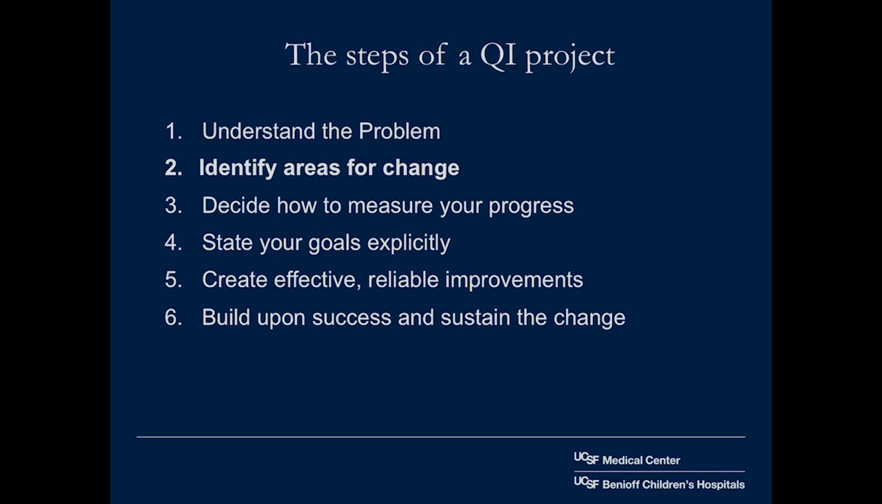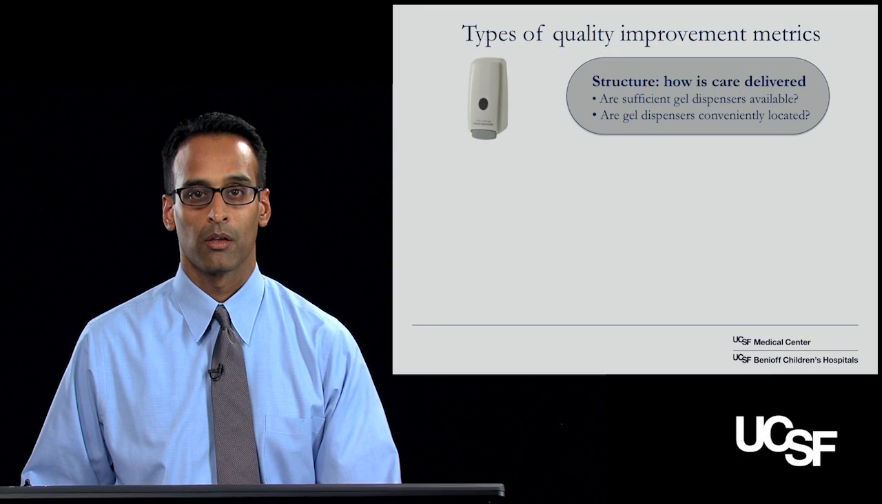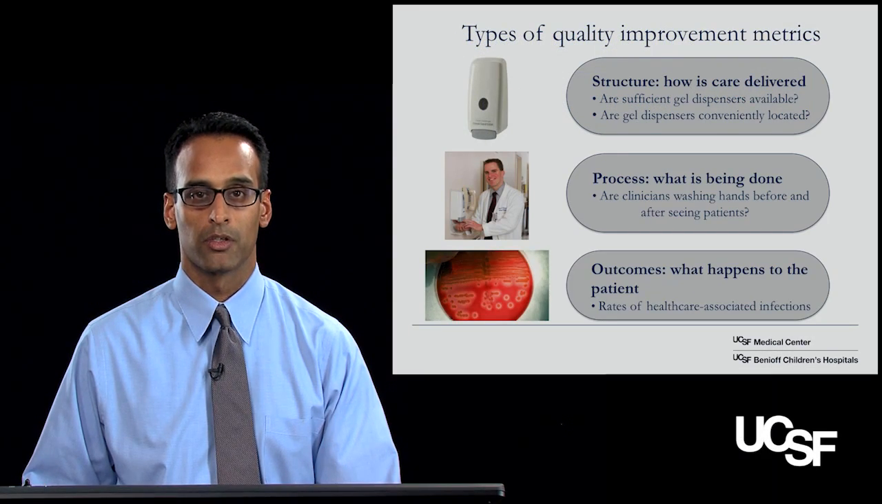Once you have gone to Gemba, taken the time to understand the problem and performed a process map, you will have also identified the areas that need to change in order to make sure that the process is performed properly. The next step is to decide on a measurement strategy for your process. There are 3 different lenses through which quality can be measured. And correspondingly, there are 3 different types of metrics that are often used in quality improvement projects.